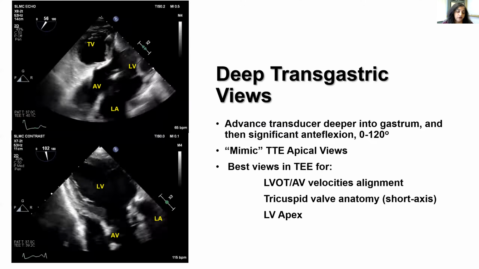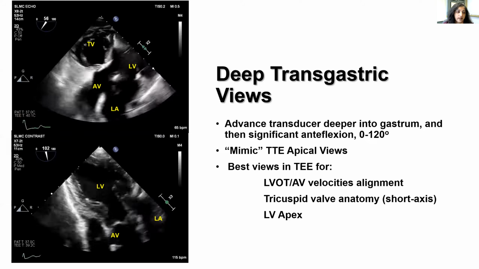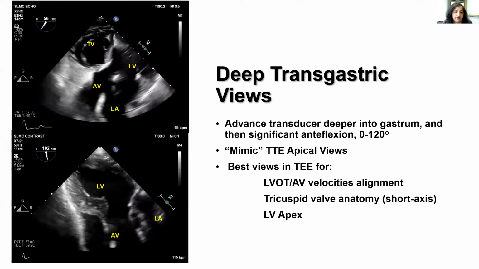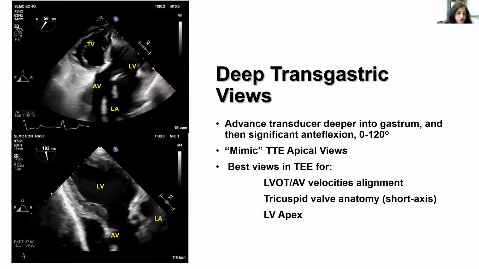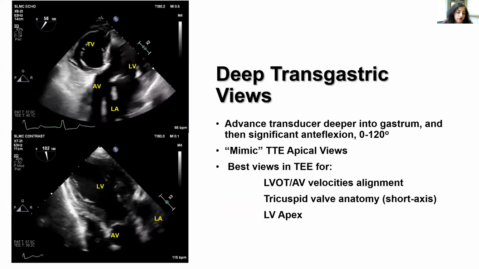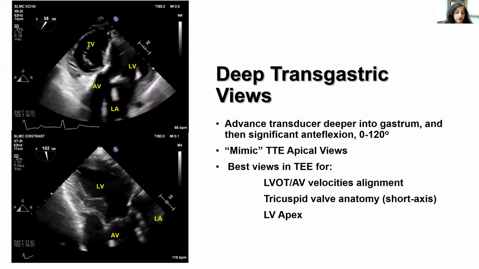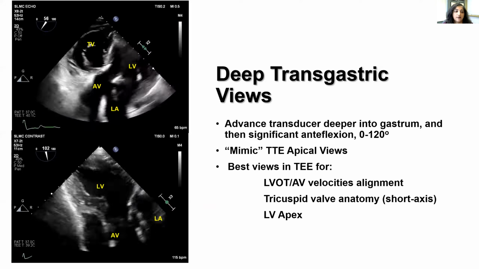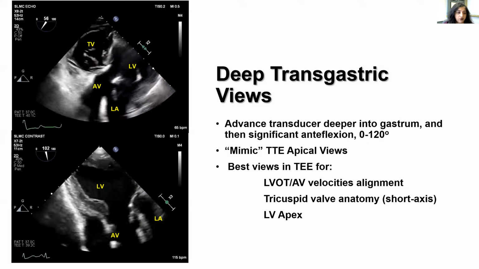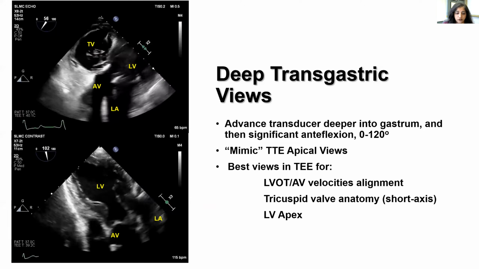And then the deep transgastric view occurs from advancing the transducer even deeper into the stomach. And with significant anteflexion, anywhere from 0 through to 120 degrees, you can really mimic the standard transthoracic apical views, the 3-chamber view, 4-chamber view, 5-chamber view. This is really the best view in TE for looking at the LVOT and aortic valve velocities. It's the spot where you can be most parallel to blood flow and get the highest velocities. It's a great view for tricuspid valve anatomy, particularly all 3 leaflets in short axis. And it can also be a good view for the LV apex, which is the furthest away from the esophagus, but is much closer to the stomach.